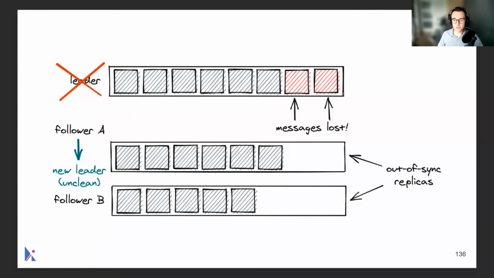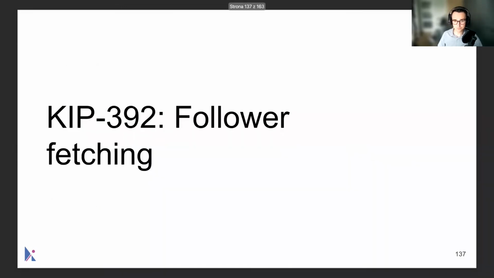This is disabled by default, but why? Well, the consequences are in terms of durability. So if the leader had messages that have not yet been replicated to those out-of-sync replicas, such a newly elected unclean leader will basically be losing those messages. So we will lose some messages in favor of availability.